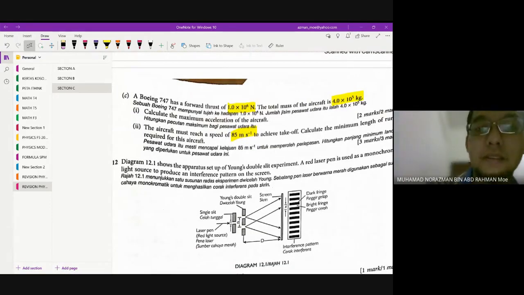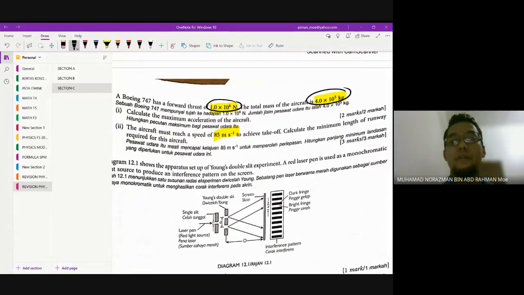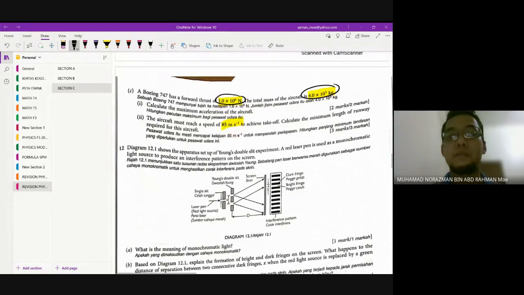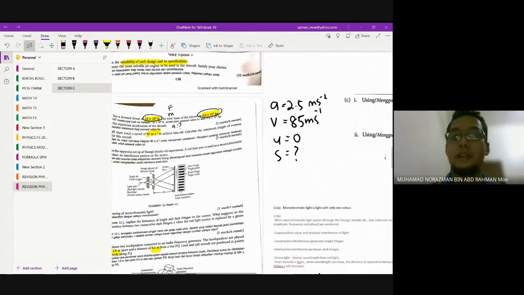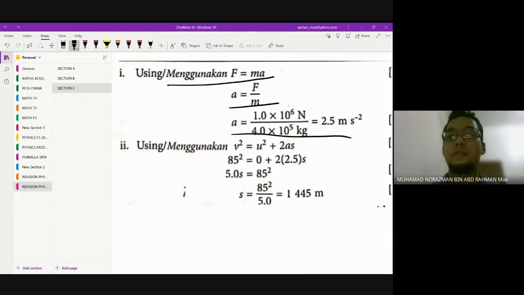Calculation question. A Boeing 747 has a forward thrust of 1 times 10 to the power of 6 Newton. The total mass of the aircraft is 4 times 10 to the power of 5 kilogram. Calculate the maximum acceleration. So we have force, and then we have mass. We need to find acceleration. F is equal to ma, and you find the answer 2.5 meter per second square.